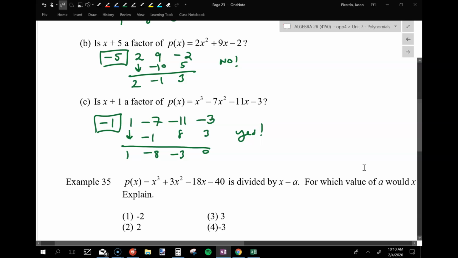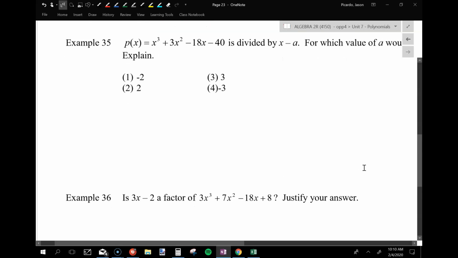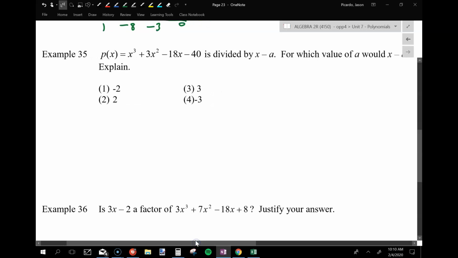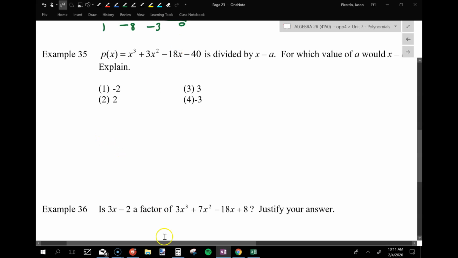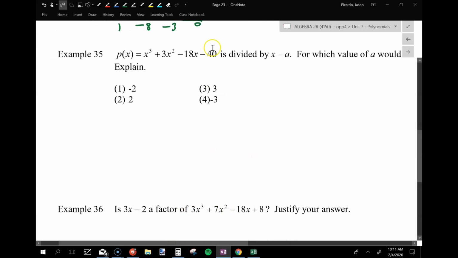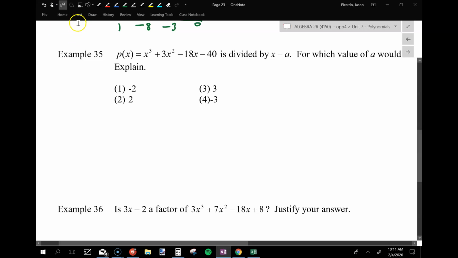Is everyone okay with that? Last two. How would I handle this problem? I have four possible values of A. Which of those would be a factor? Well, guys, this is super easy to make a mistake on, okay?